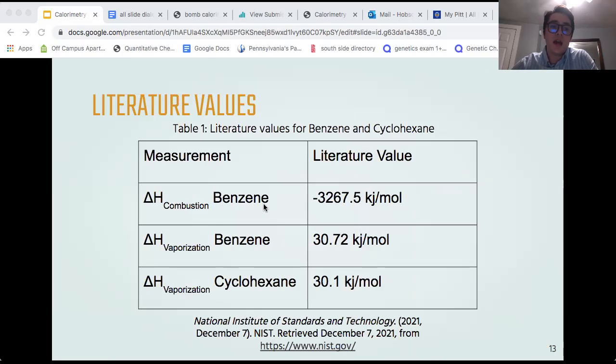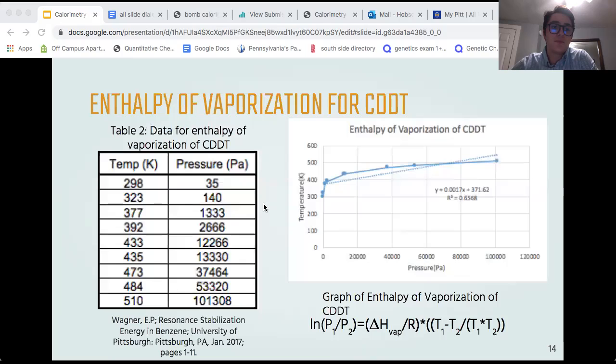So here we had to gather some literature values before we could really begin. We were also tasked with finding the combustion of benzene and the vaporization energy of benzene and cyclohexane, or the enthalpy of benzene and cyclohexane. Using this, I was able to find these values. We'll need these for later data analysis.